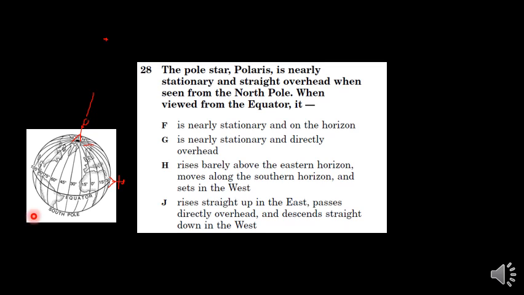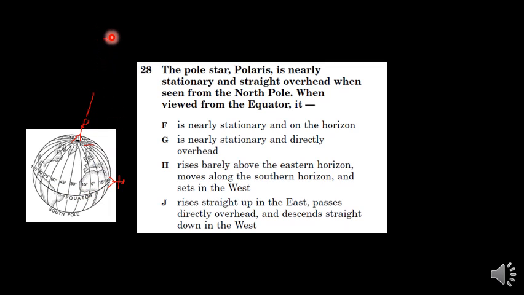The overhead would be directly this way, so it would actually be off to the side. And in fact, if you were to shrink this down, Polaris would be viewed right at the horizon from the equator. It would be 0 degrees above the horizon. And so you would also see that you're at 0 degrees latitude whenever you're at the equator.